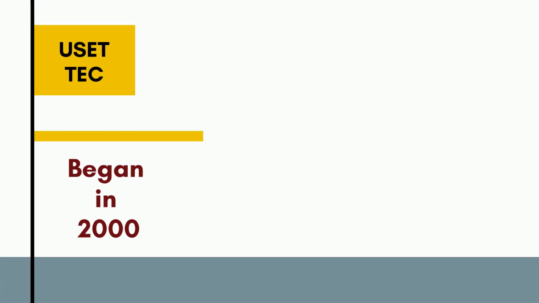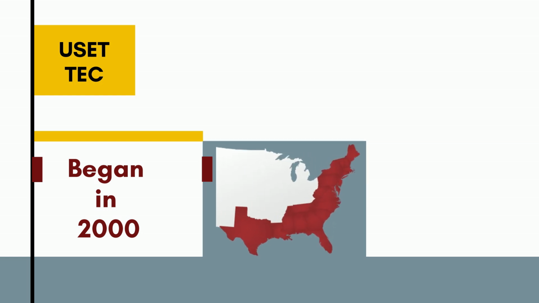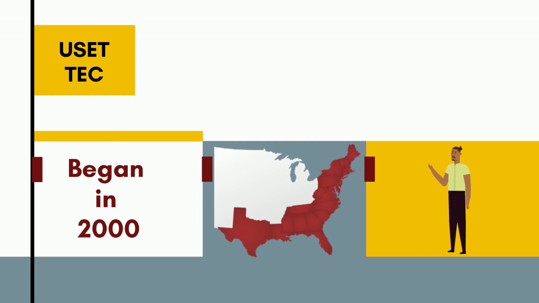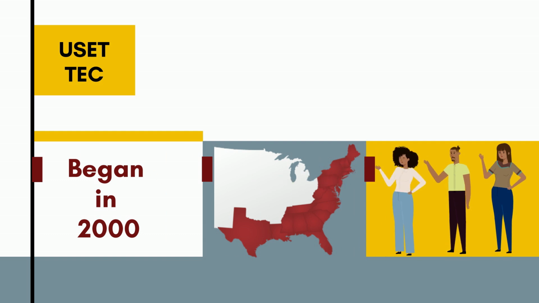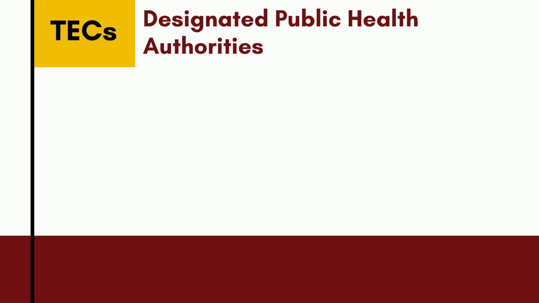The USET TEC was established in 2000 to monitor and report on the health status of 36 tribal nations, from the northeastern woodlands to the Everglades and across the Gulf of Mexico. The USET TEC is staffed with epidemiologists and public health professionals working to promote wellness and reduce the burden of disease. TECs are designated public health authorities.